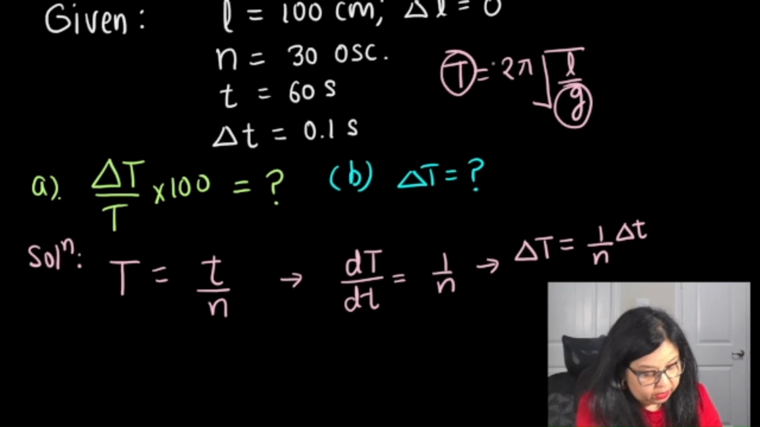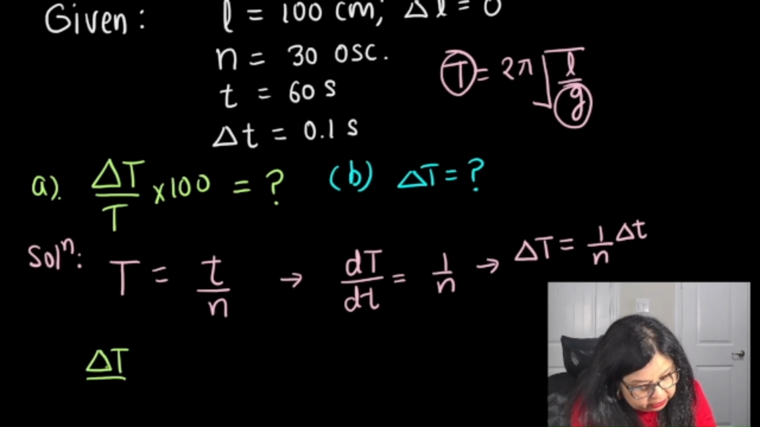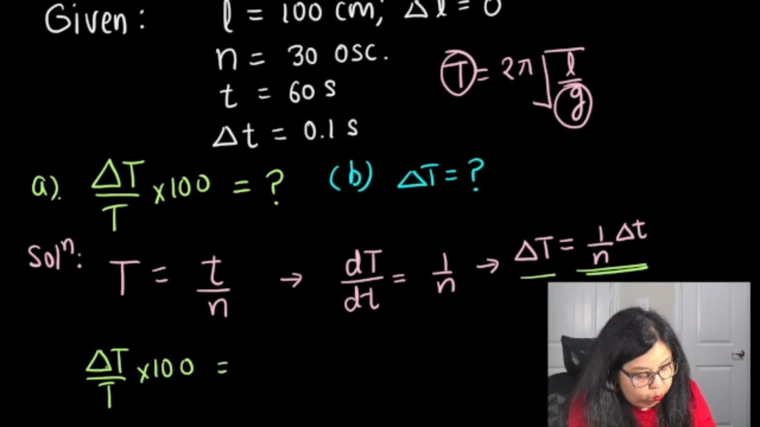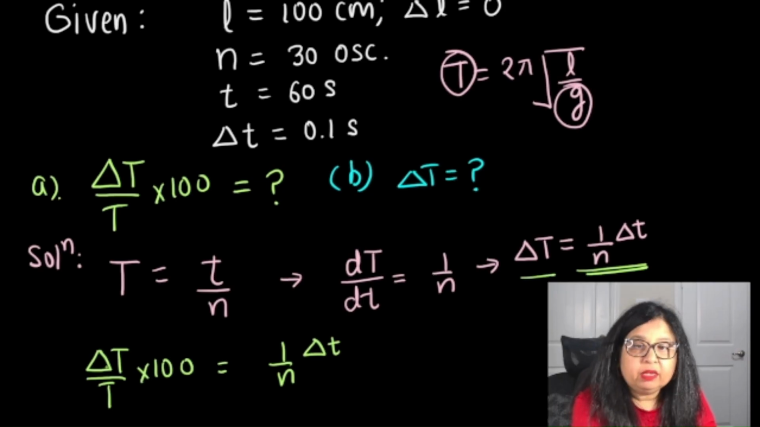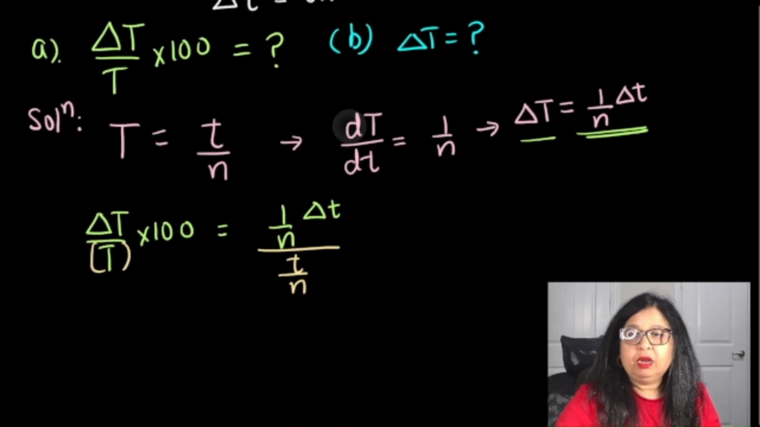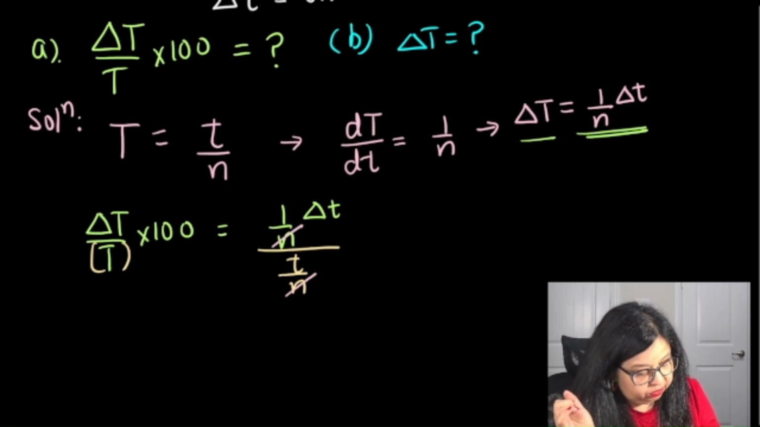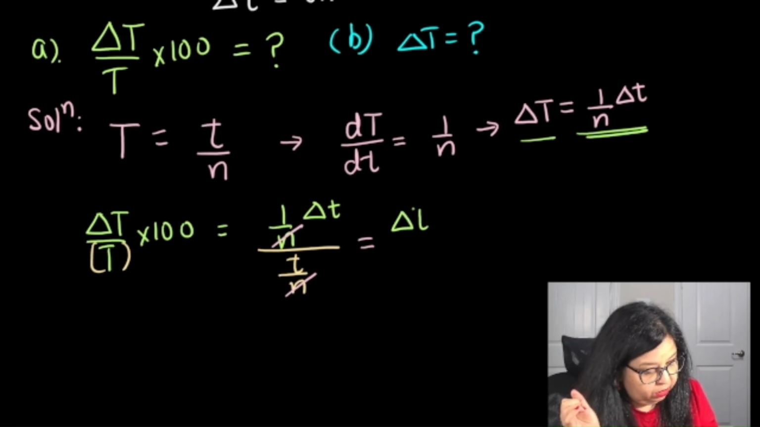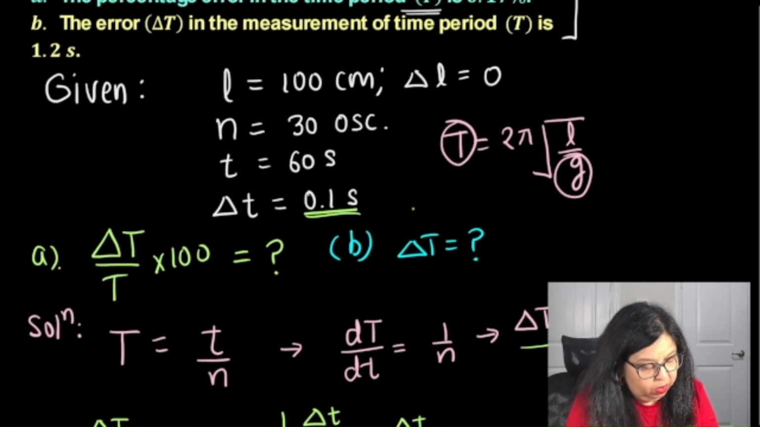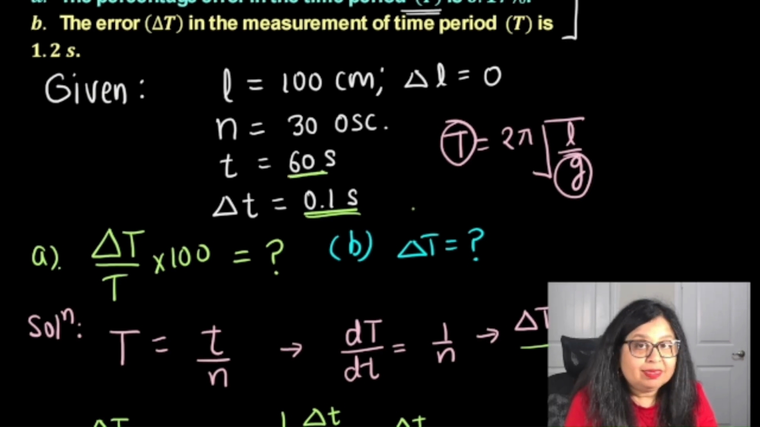What are we interested in solving for? We're interested in solving for delta T over T times 100. So we just said delta T equals 1 over n times delta lowercase t. I'm going to divide this by uppercase T, which is lowercase t divided by n. From here, you see that these n's cancel out. I'm left with delta lowercase t over lowercase t. The value of delta t is 0.1 seconds, while this lowercase t is given to be 60 seconds. Using the rules of uncertainty, we must write the 60 seconds as 60.0 seconds.